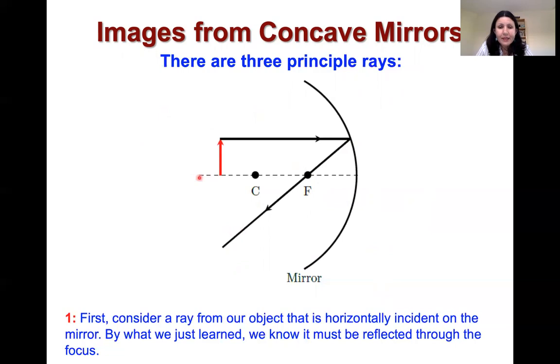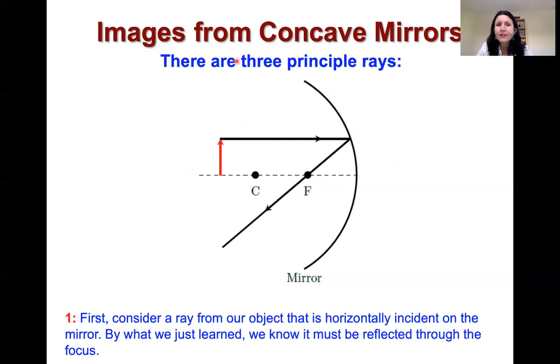One thing I haven't defined yet, this dashed line is what is known as the optical axis of the mirror. You kind of draw it in the middle and then you measure everything relative to that. So any ray parallel to this optical axis would reflect through this focal point. So this is known as a principal ray.